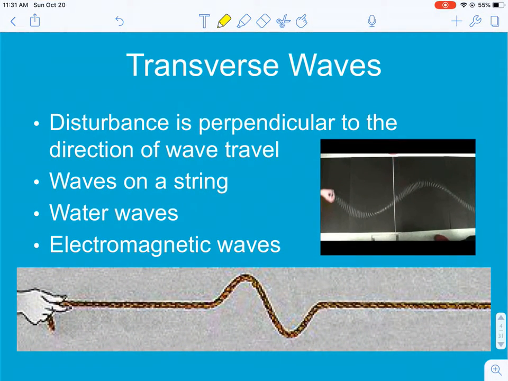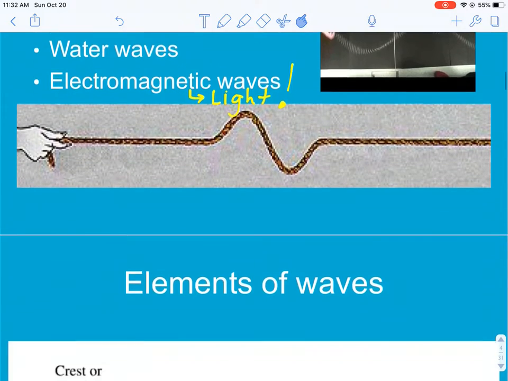Transverse, we have this perpendicular or different directions happening. Trans does mean different. Waves on a string, water waves, and electromagnetic waves, which doesn't mean much to you now, but our next unit is going to be on light. And this is the light that we see from a light bulb or the sun, but also there's lots of different types of light waves, like X-rays and gamma waves and radio waves. So those are the two types.